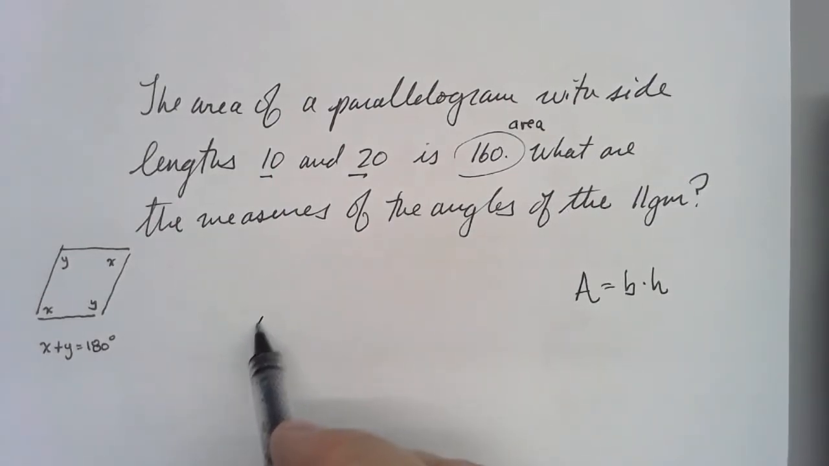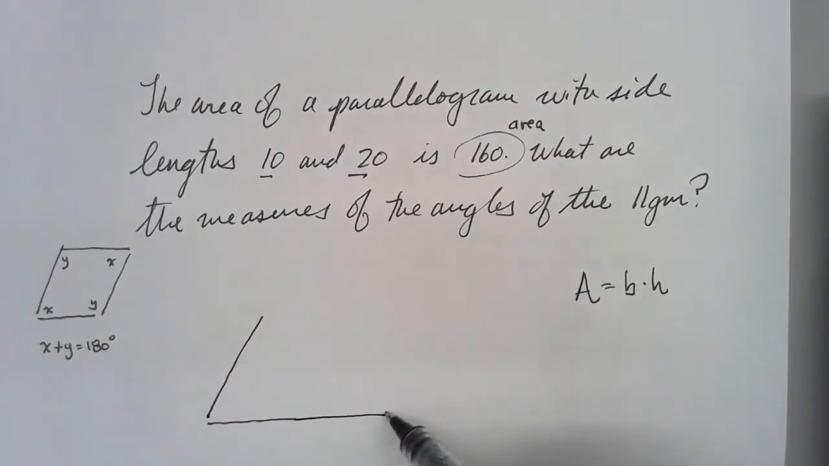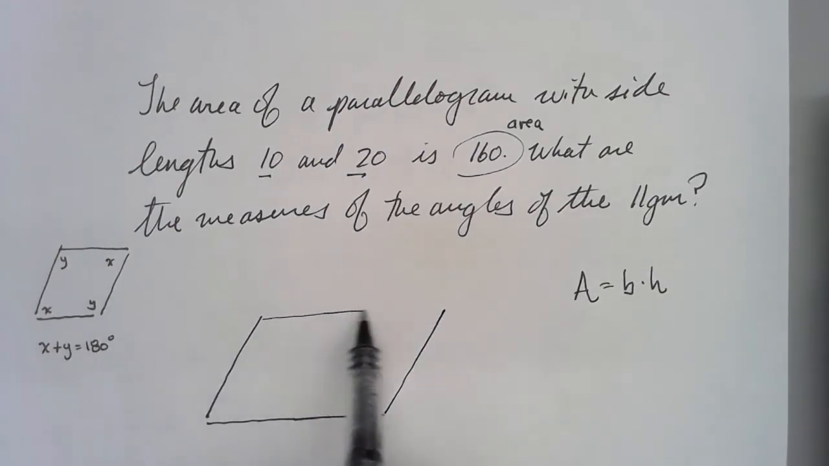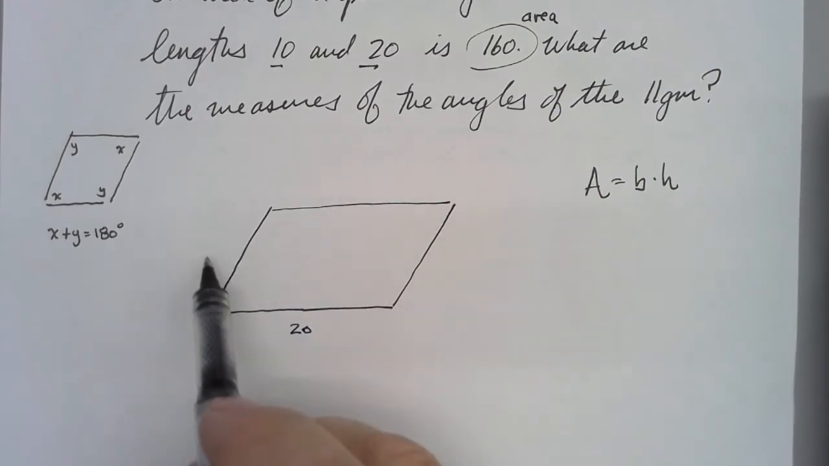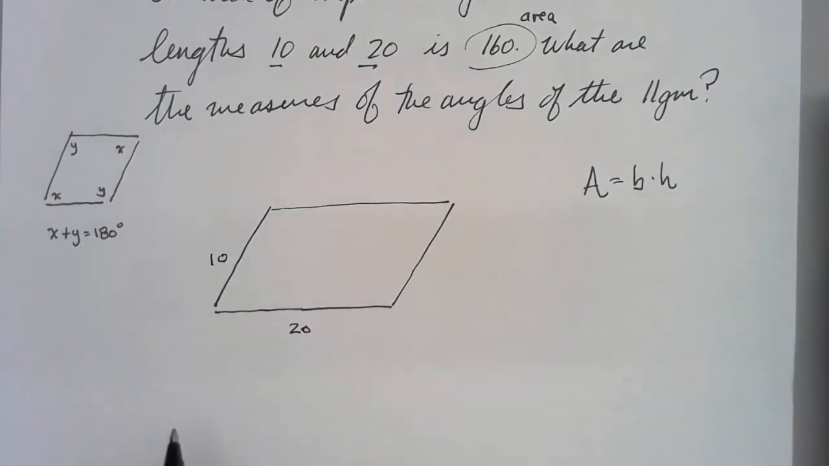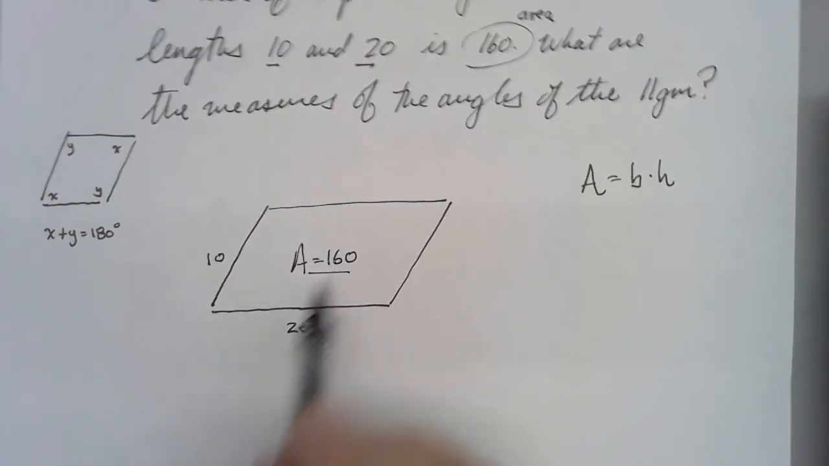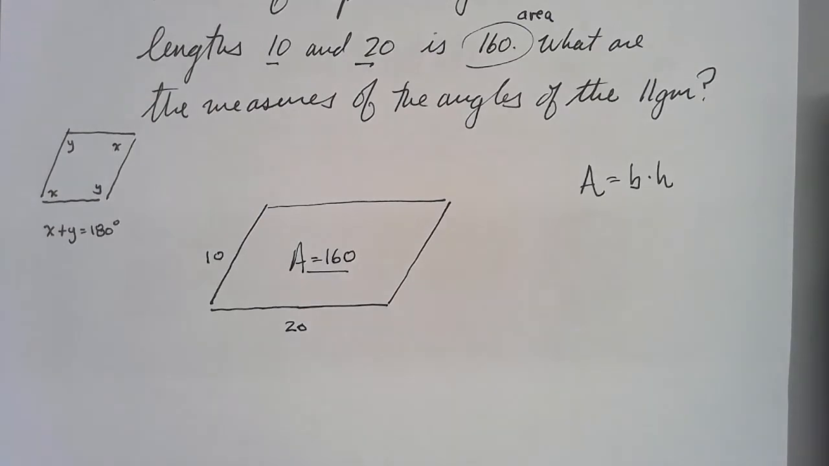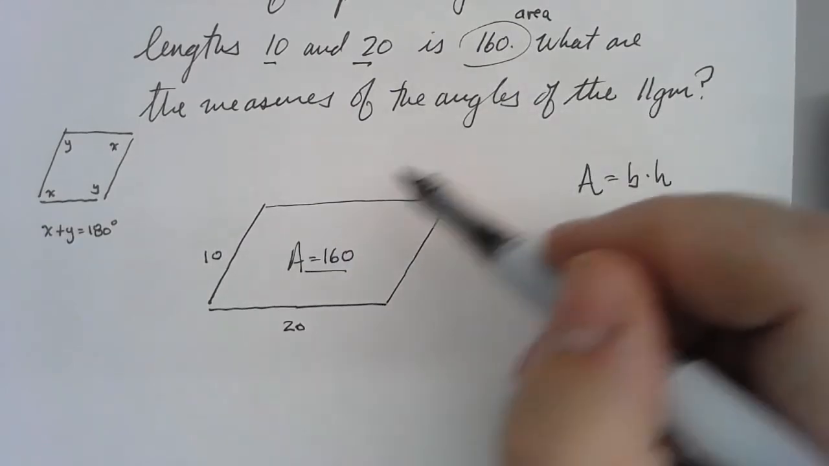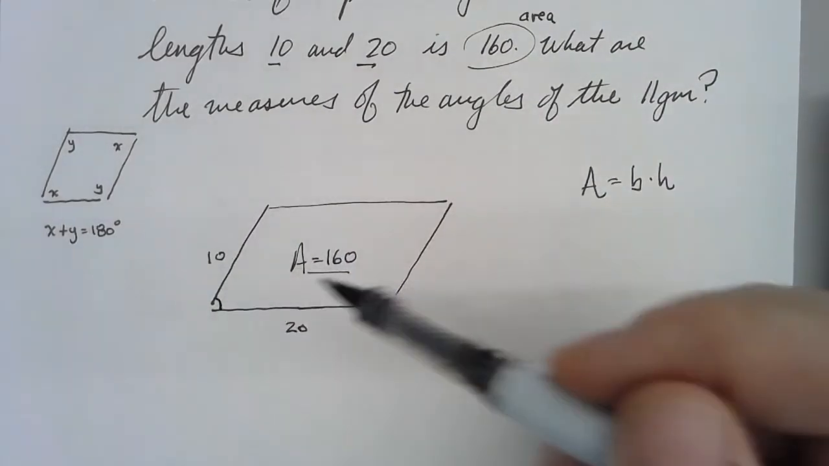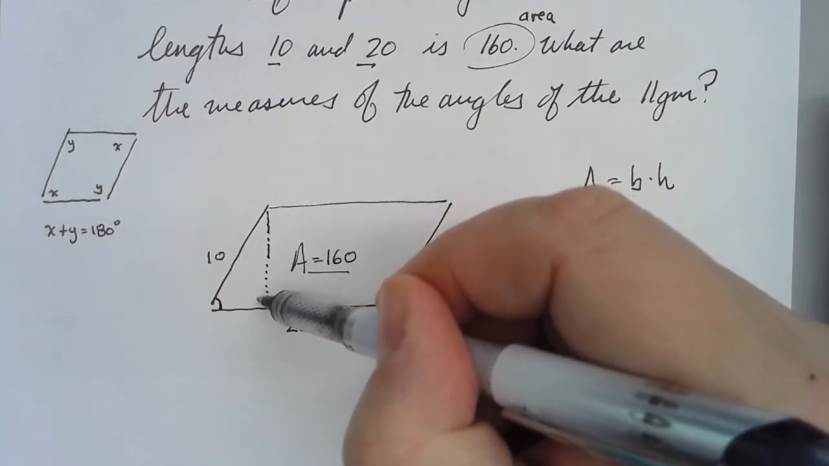So let's draw it in our usual fashion, where we make the base the longer side. So I have 20. This, of course, would have to be 20 as well. This is 10. This would have to be 10 as well. And I know the area of this thing is 160. So again, this is going to end up being a trigonometry question. To figure out this angle, we're going to get this one. We're going to do our usual height that makes a right triangle, like so.